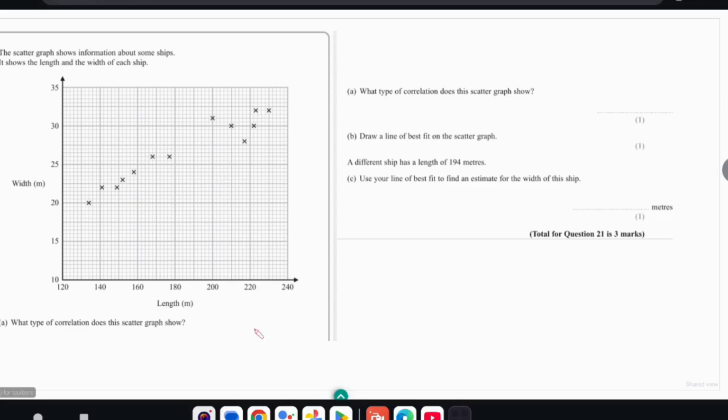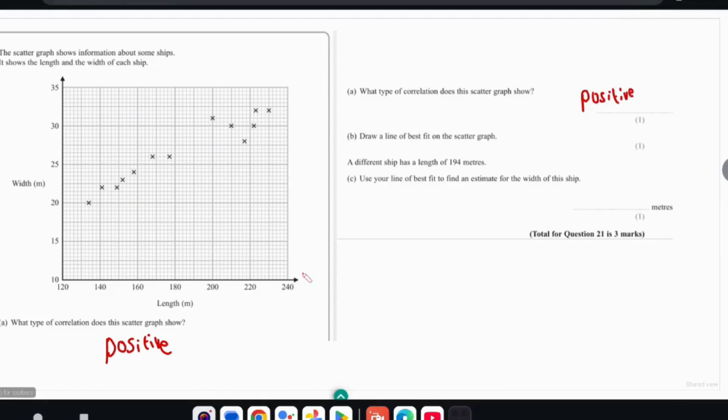A scatter graph shows information about some ships. It shows the length and width of each ship. Write down the correlation. As the length increases, so does the width, so it is positive correlation.